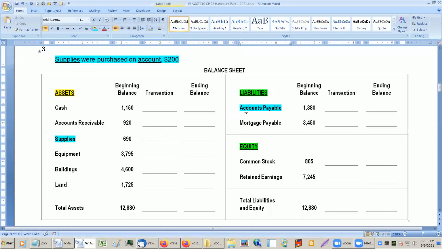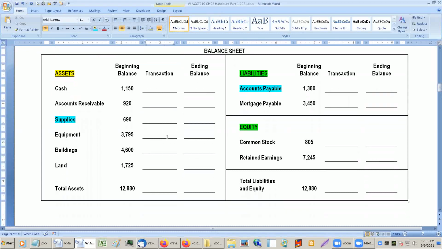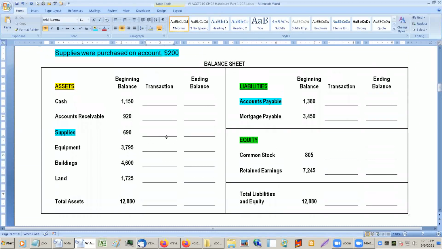Wait, I have a question. Yeah, so that's like what? That's like credit? Yep. Okay. So does it count as a liability, like would it still count as a liability after we finish the problem? Like the $200? That'd be added to liabilities, right?